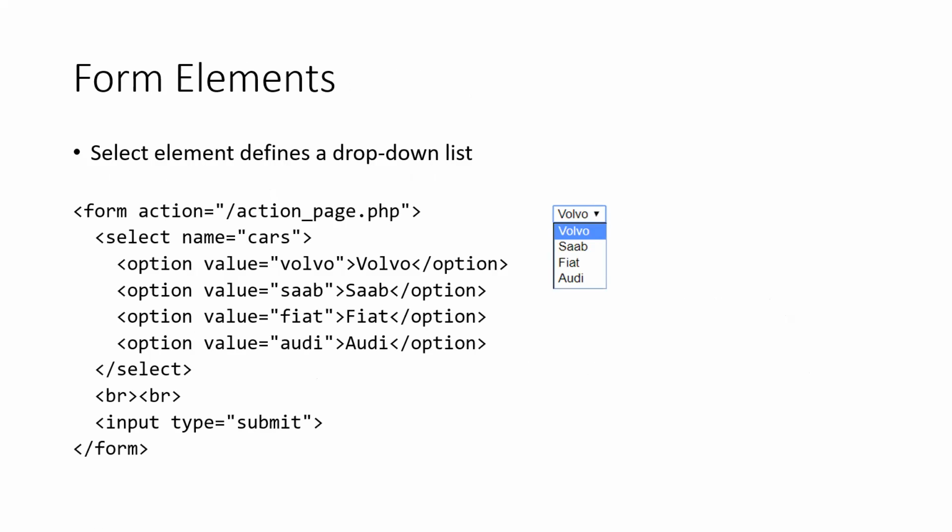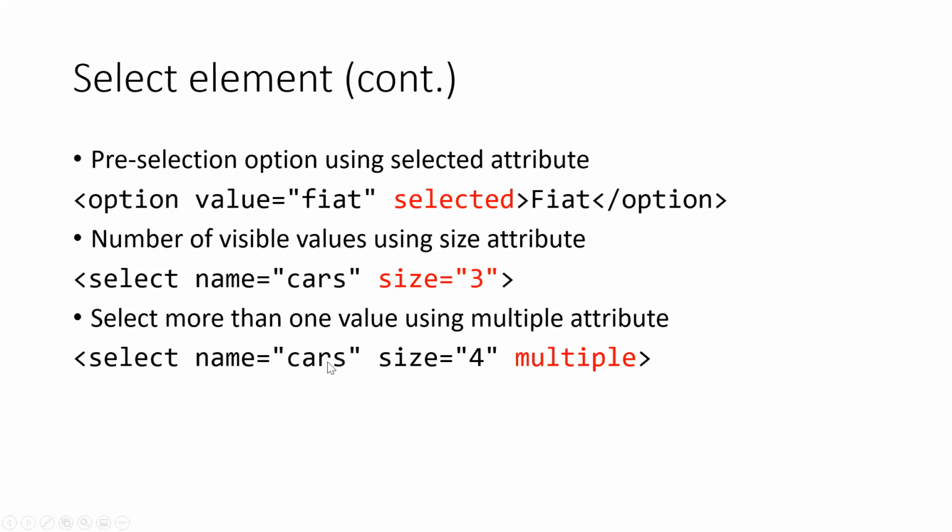Right, next, form elements. Especially when you need drop down lists. In this particular case, we are going to select a set of cars. There are options like Volvo, Saab, Fiat, and Audi. All these we call option values. Different values are here. The name for this is cars. So car could be a Volvo, a Saab, a Fiat, or an Audi. And finally, you have a submit button.